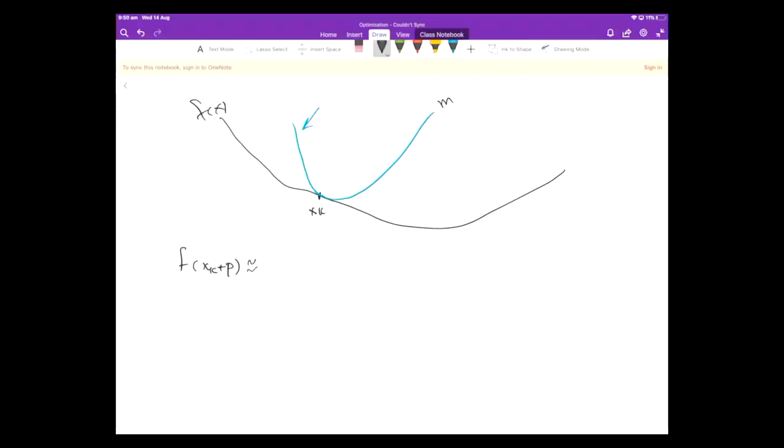Rob, what is the second order approximation of function? Have you had a chance to look at the first lecture? Yeah. Okay.